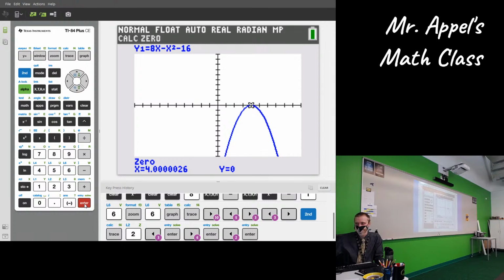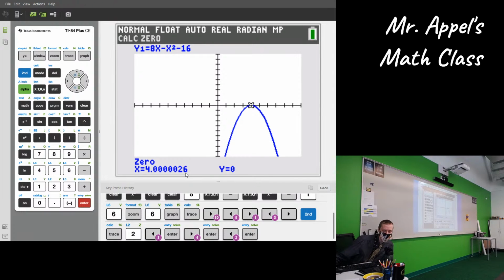Then press enter. It'll say, found it. Your 0 is at 4.00000026. Now, what is the actual 0 of this function?